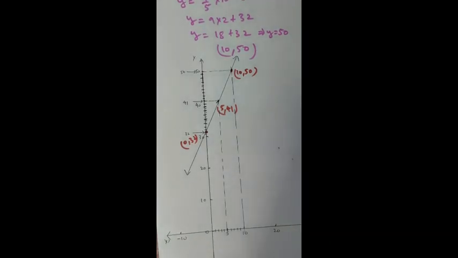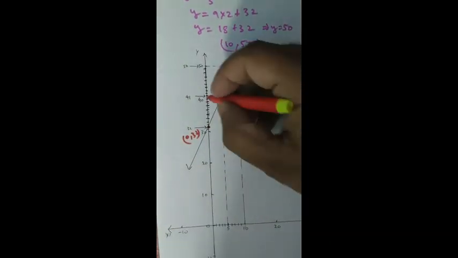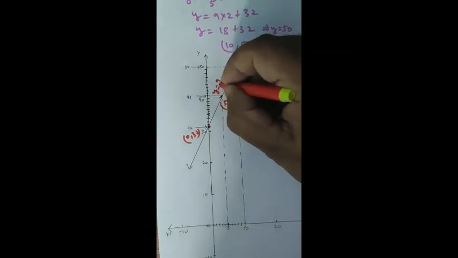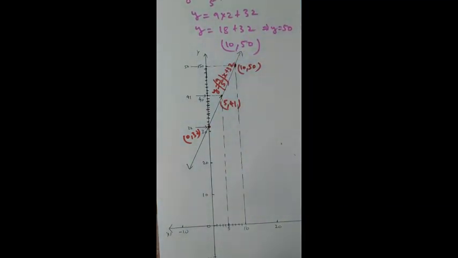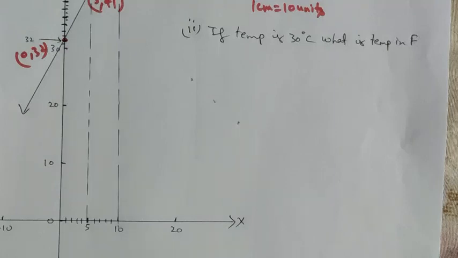One more thing we have to do, we have to write the equation. So what was the equation? That is y equals 9/5 times x plus 32. So this is the equation also written, or we can also write F equals 9/5 times C plus 32. Second point, if the temperature is 30 degrees, what is the temperature in Fahrenheit? It is not mentioned that you have to find it by graph only. So you can do it by formula, by the equation which is given, or by the graph.